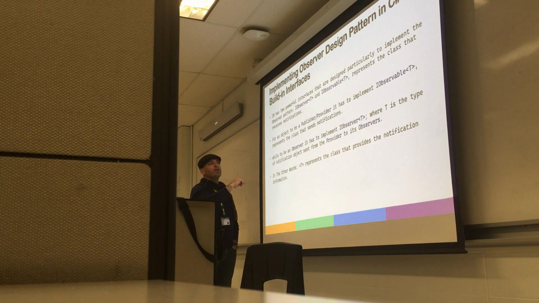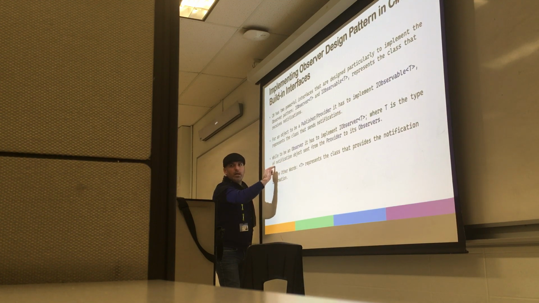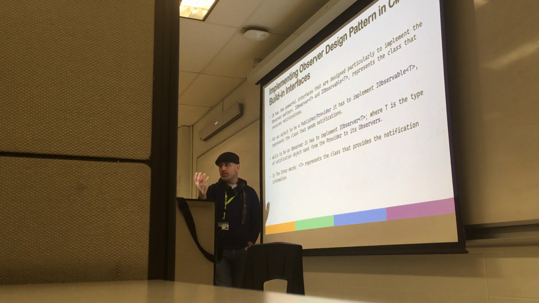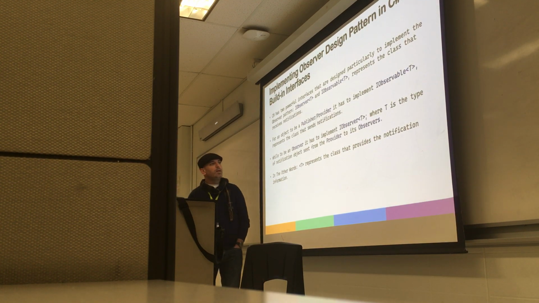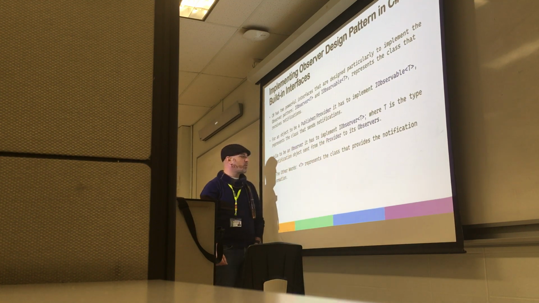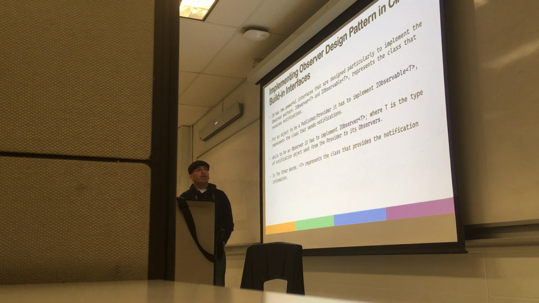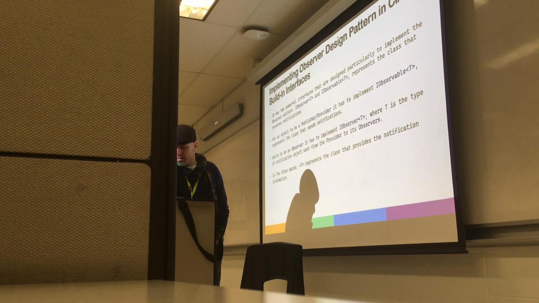While to be an observer, it has to implement IObserver of T, where T is the type of notification object. As I said, the type of notification object is any object from a class, an instance of a class, sent from the provider to its observers. In other words, T represents the class that provides the notification information.